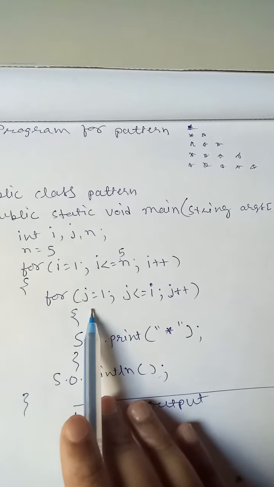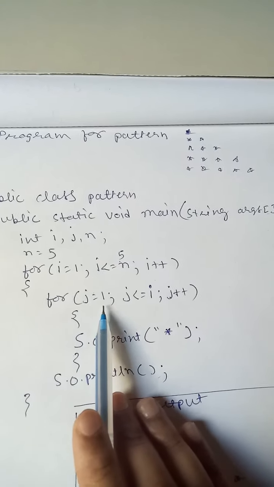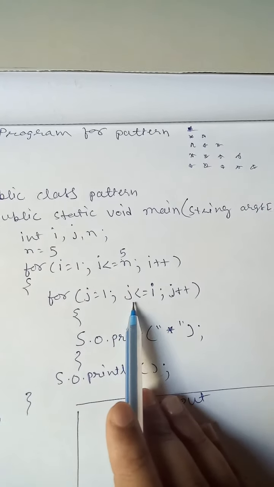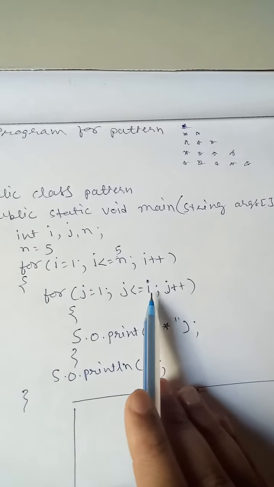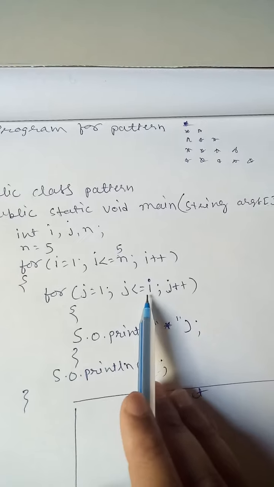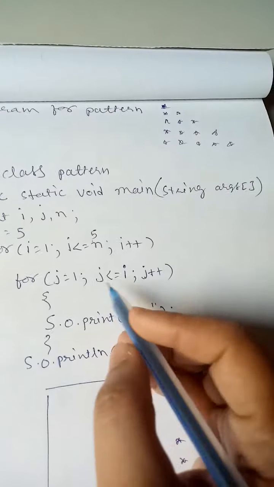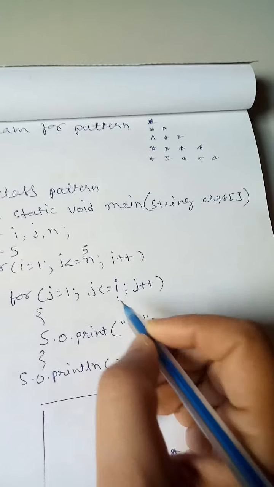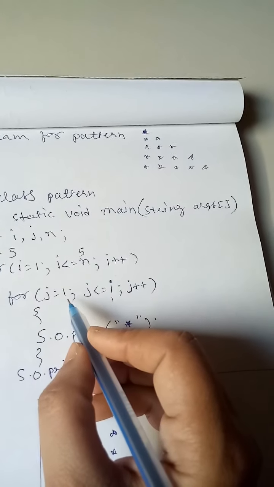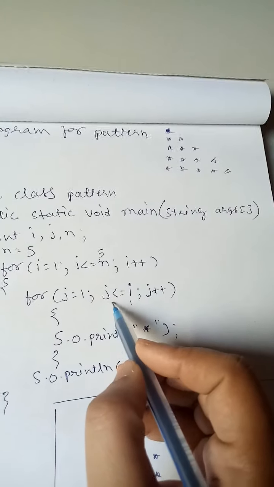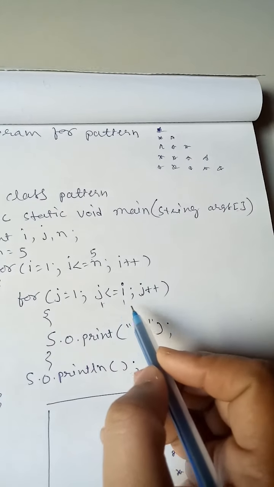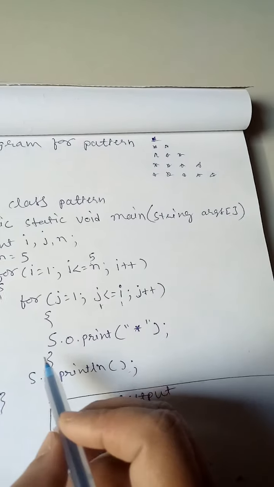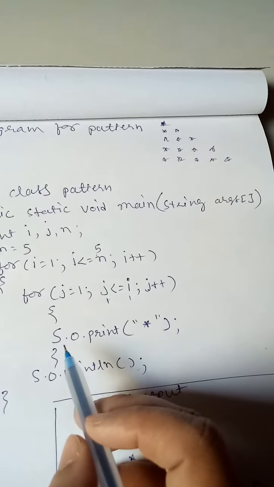Here again I have written j equals 1, meaning the value of j initially will be 1. Then I will check whether the value of j is less than or equal to i or not. My i is initially 1 and j is also 1, you can see here. So let's check whether 1 is less than or equal to 1 or not. So the condition is true, so we will move to the next block, and it will display the SOP.